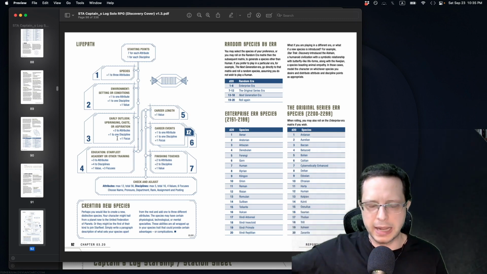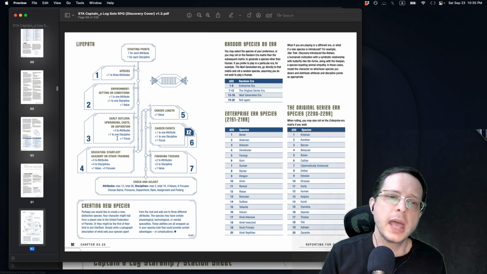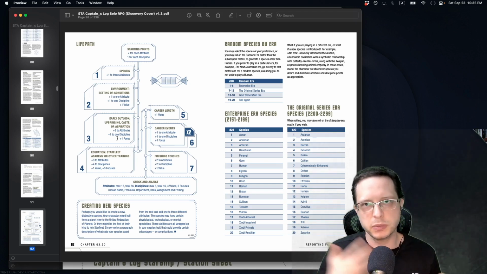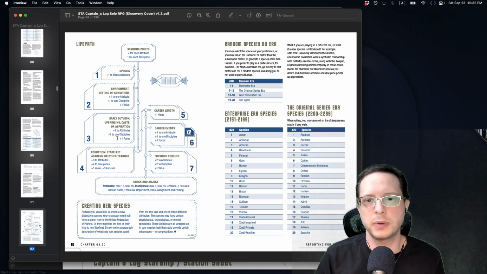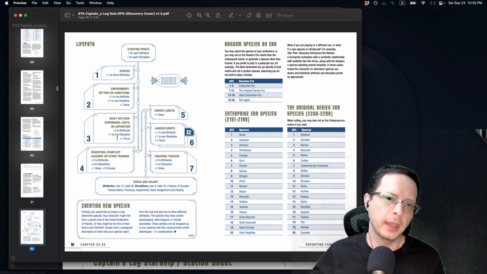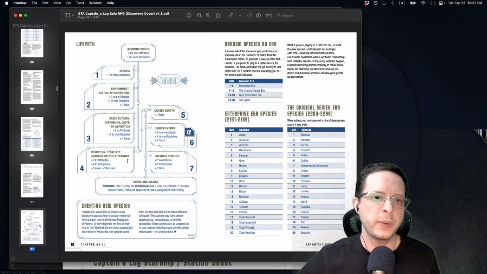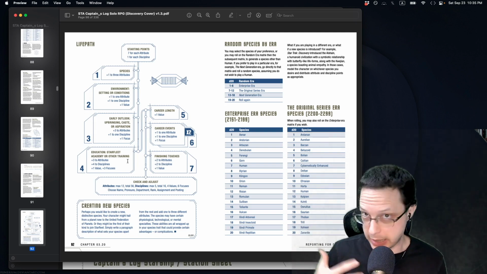Not +3 to an attribute, but spread out amongst different attributes. +1 again to one of our disciplines, representing what we learned in school. And also this is where we get our first focus. Step 4, this is where we go and get our official training.